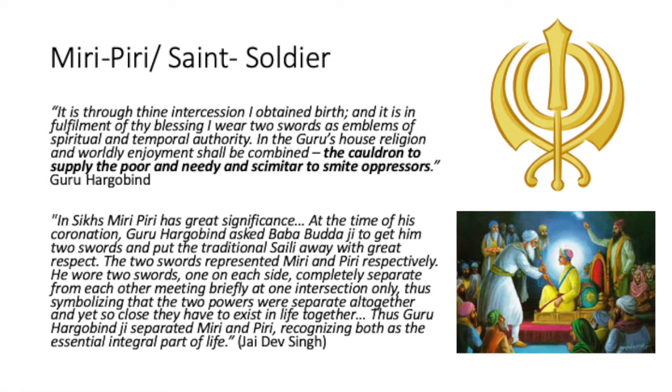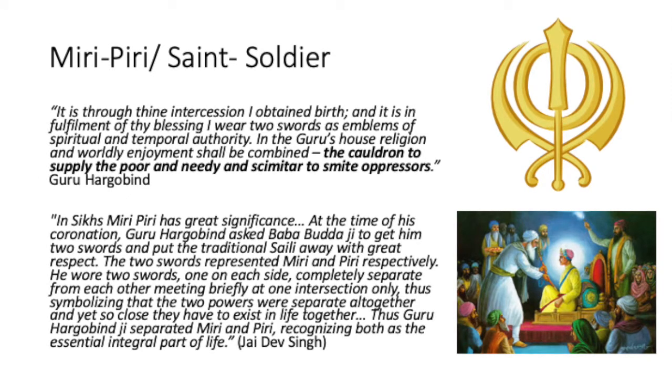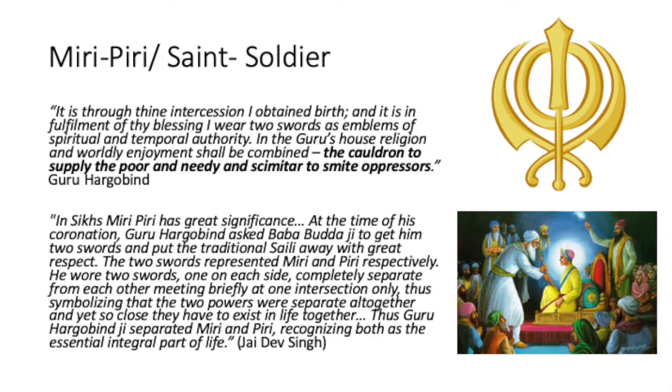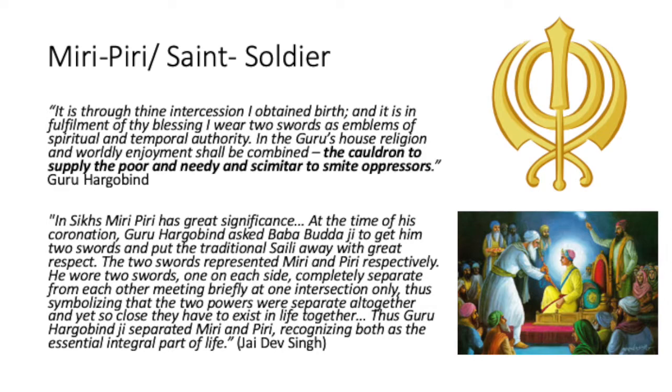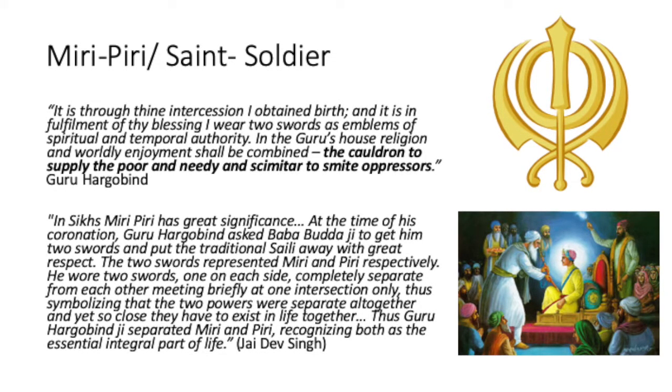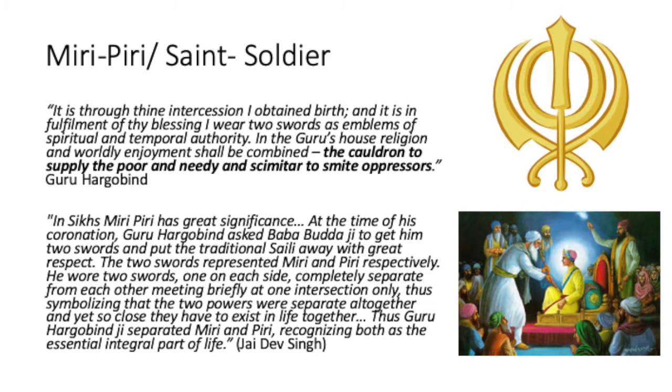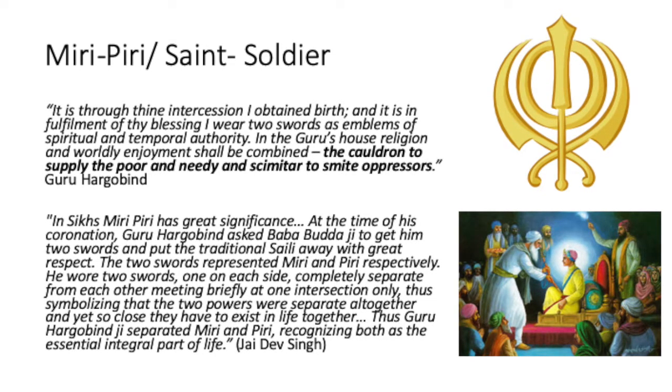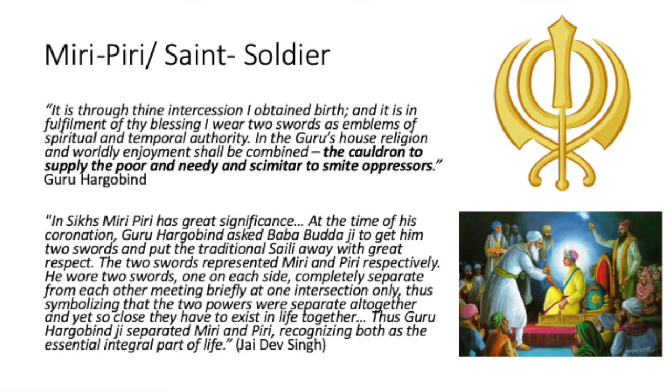One of the other ideas is Miri Piri. So you will be familiar with the kanda, which is that symbol that you see on the right hand side. The two swords either side, the two kirpans, are symbolic of something called Miri Piri. So Guru Har Gobind, when he was installed as Guru, asked to be given two swords.